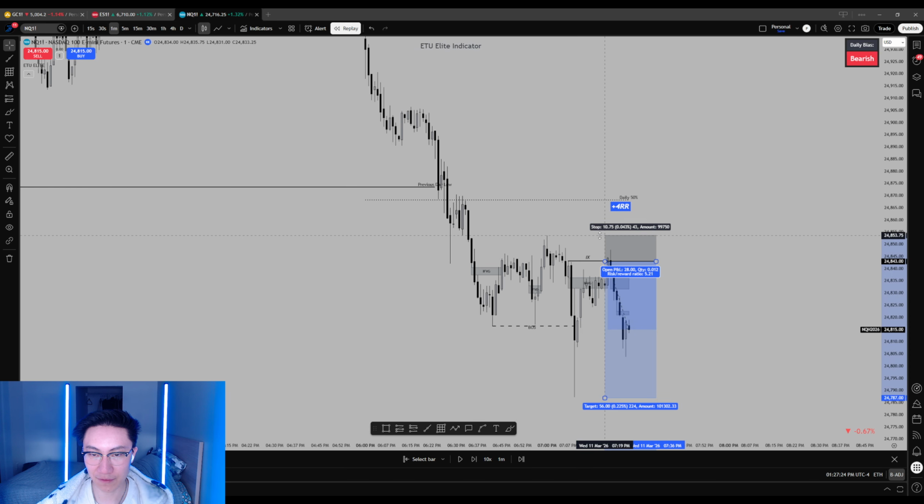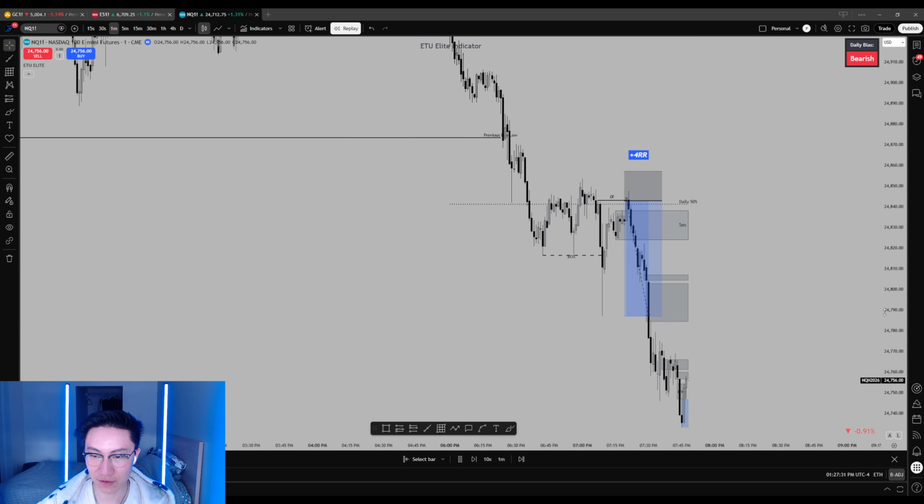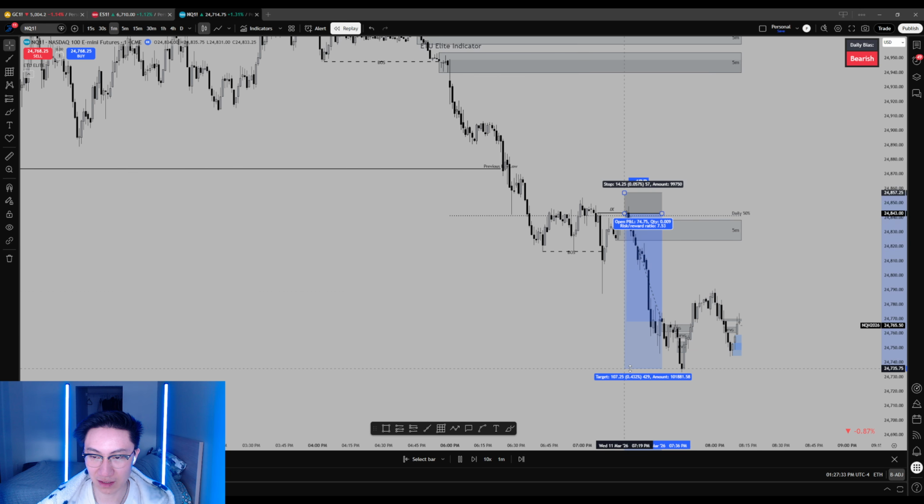Again, if you really want to be very confident, you could have taken a 5R, but I didn't mind the 3.93, basically 4R here. Entered there, and we had a massive dump. I think it went way past, let's see.